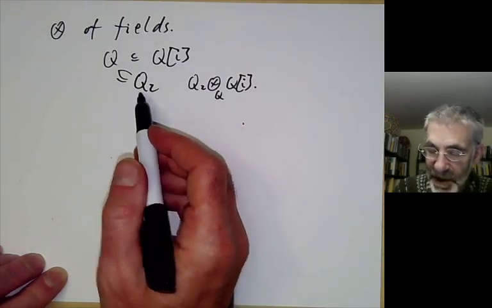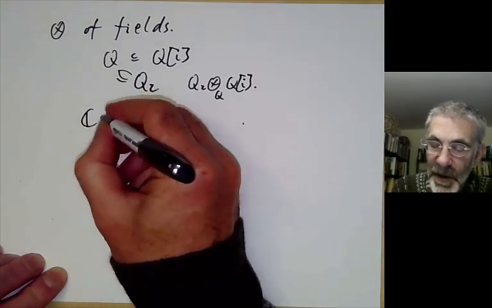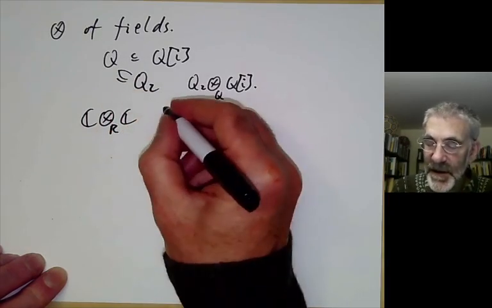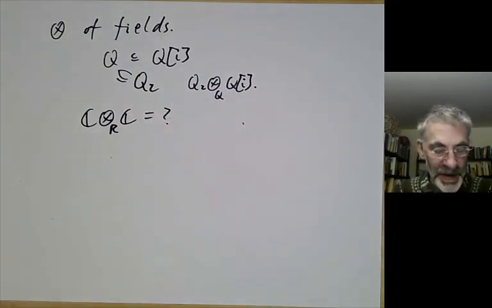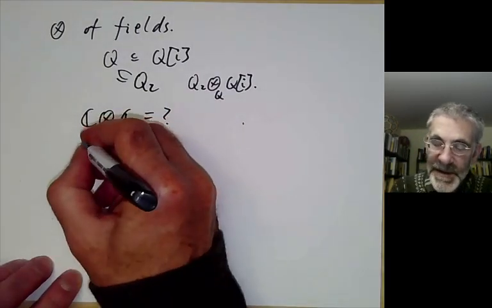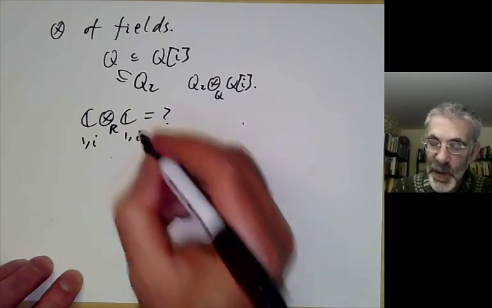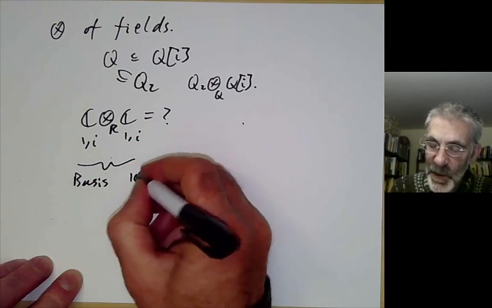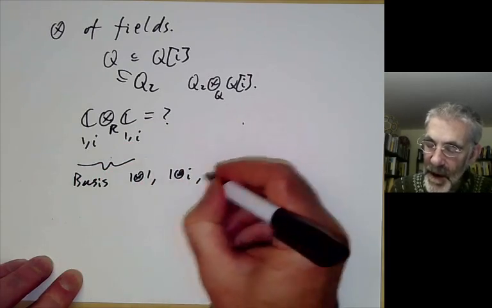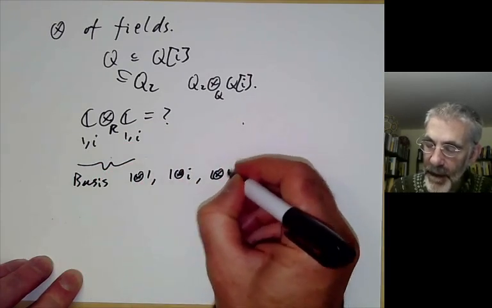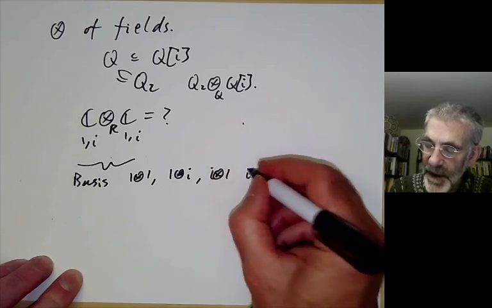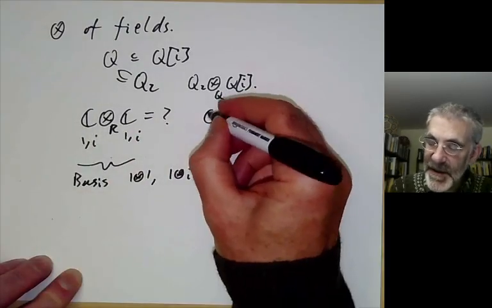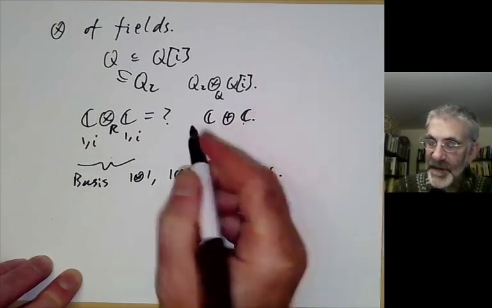Well, I'm going to do a somewhat simpler example so that I don't have to explain what the two-adic numbers are. I'm just going to take the complex numbers tensored with the complex numbers over the reals and ask, what is this equal to? Well, this has basis 1, i, this has basis 1, i, so this thing here has a basis 1 tensor 1, 1 tensor i, i tensor 1, and i tensor i.